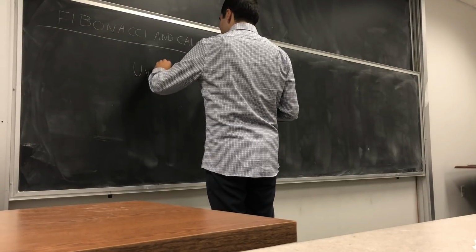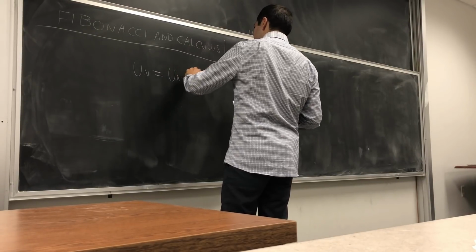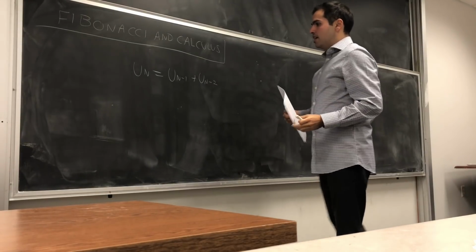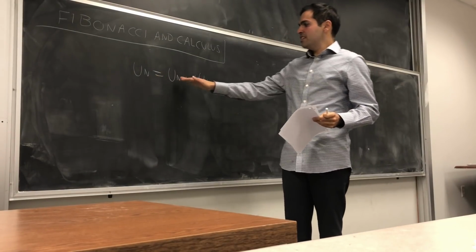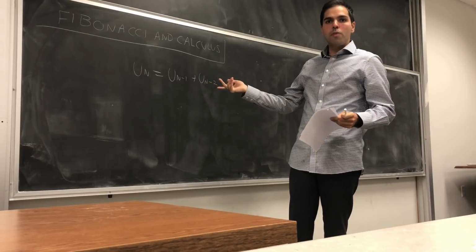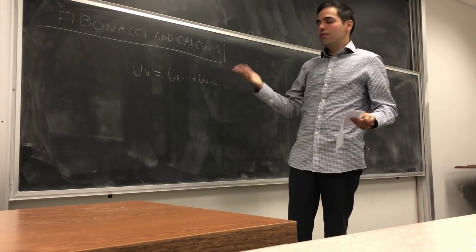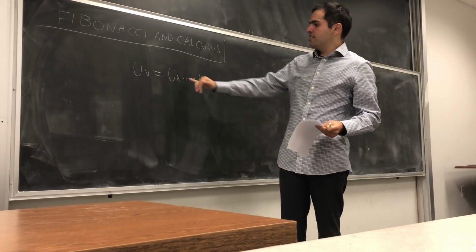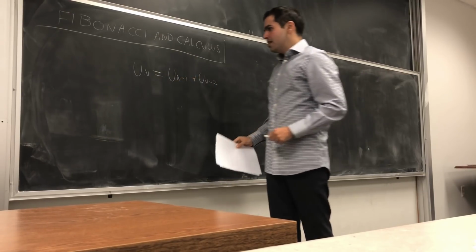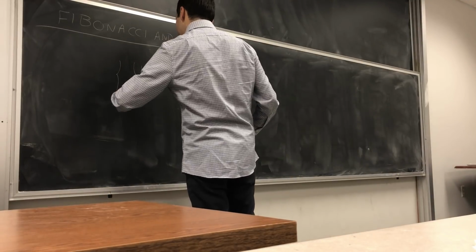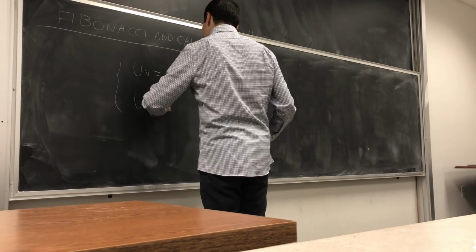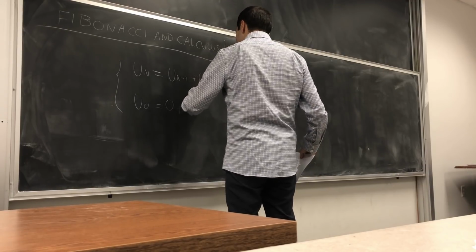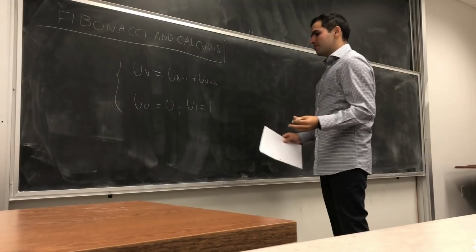It's given by u_n equals u_{n-1} plus u_{n-2}. In other words, the present is given by the sum of the two pasts, or another way of seeing this is the future in two steps is the present term plus the next term. And we're also given initial conditions. In this case, let's take the conditions u_0 equals 0 and u_1 equals 1.